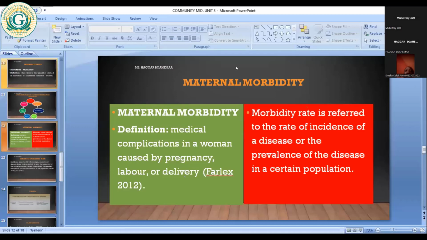Therefore, morbidity rates refer to the rate of incidence of a disease and then the prevalence of a disease in a certain population. So it's referred to the rate of incidence of a disease or the prevalence of a disease. So we are going to look at the incidence of a disease and then the prevalence of a disease in a given population.